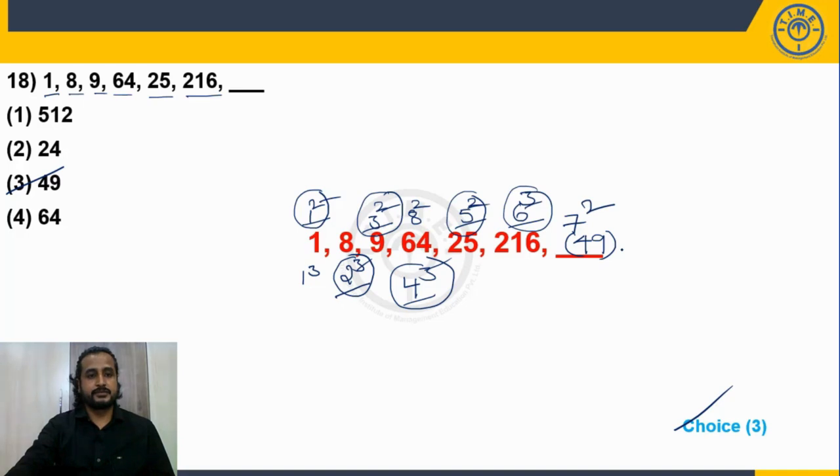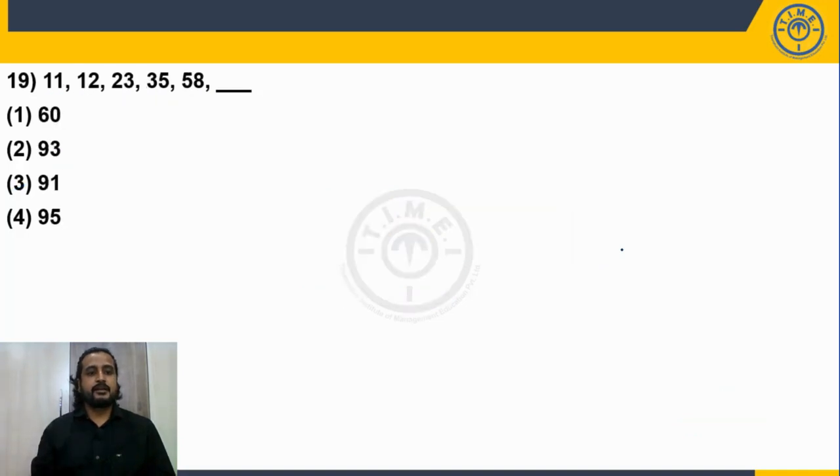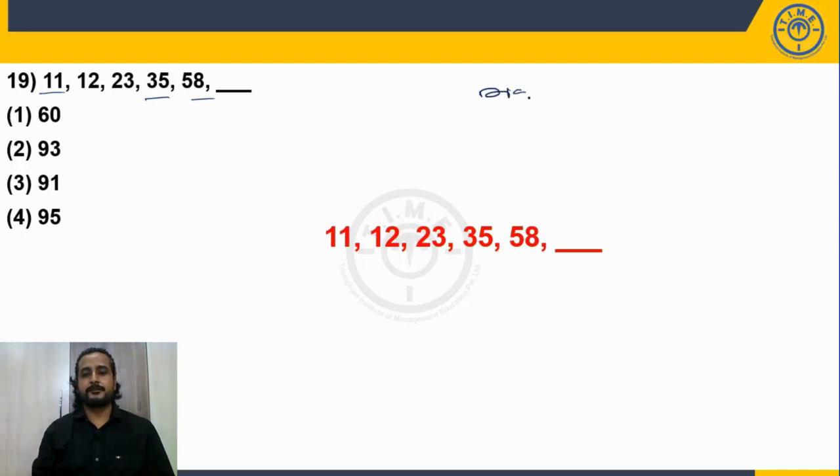Now see the next question. 11, 12, 23, 35, 58. So this type of questions comes under digit logic. The digits given in the series themselves follow a specific pattern, like Pythagoras triplets, Fibonacci series, this kind of logics.